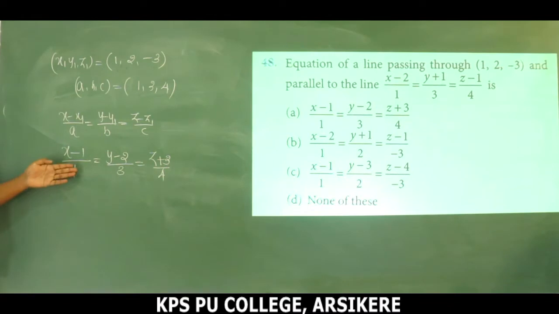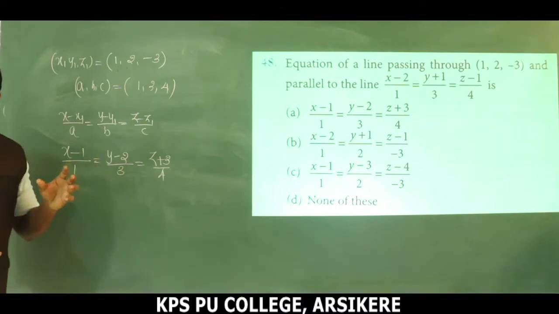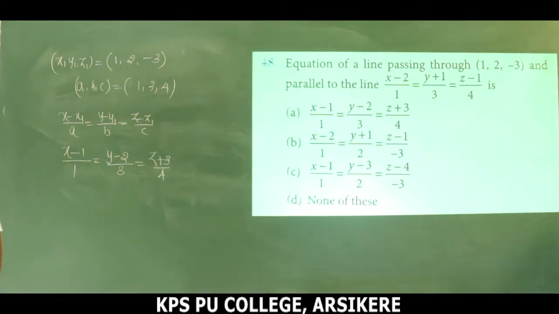(x minus 1)/1 = (y minus 2)/3 = (z plus 3)/4. This is the equation of the line. Just observe the options we have. Option A is our right answer: (x minus 1)/1 = (y minus 2)/3 = (z plus 3)/4. So when two lines are parallel, corresponding direction ratios are proportional or they are equal.